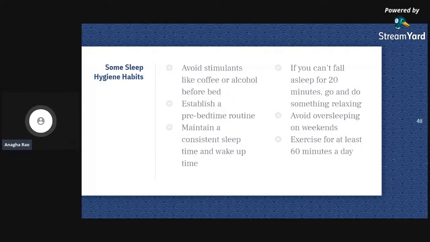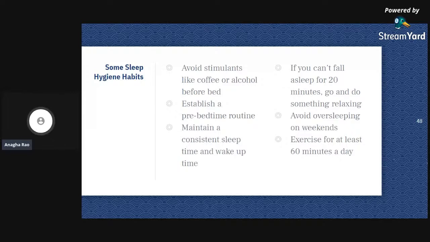This trick usually works for me. Or if you're having trouble falling asleep, start thinking about what you did that day, and this also works for me. And avoid oversleeping on weekends because, like I said before, circadian rhythms. And exercise for at least 60 minutes a day.